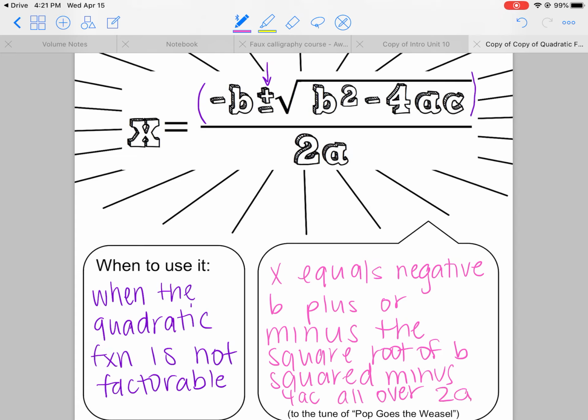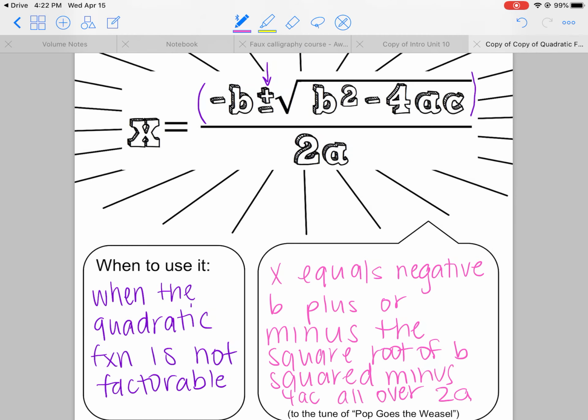X is equal to negative b plus or minus the square root of b squared minus 4ac all over 2a. X is equal to negative b plus or minus the square root of b squared minus 4ac all over 2a.